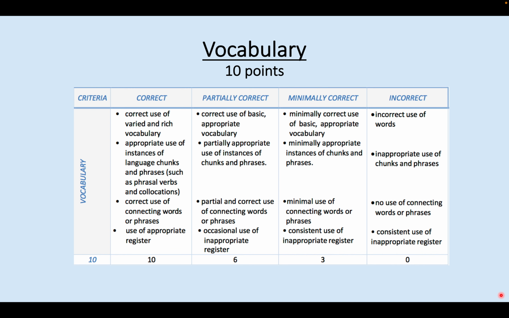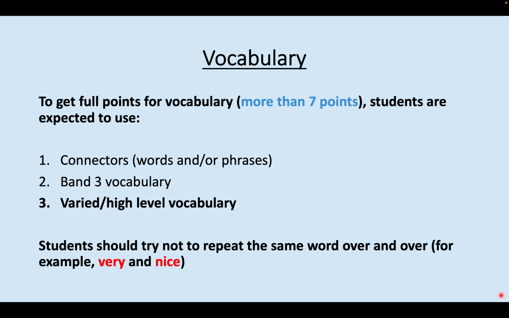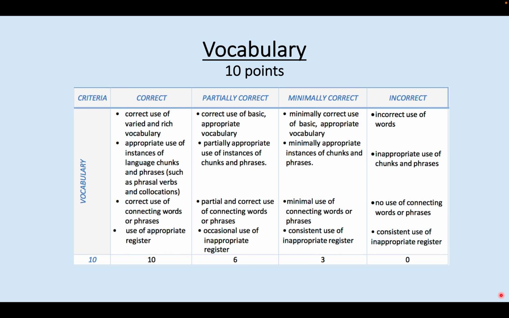Vocabulary. Okay, so vocabulary is worth 10 points. Looking at the rubric, what do you get points for? You get points for using correct and varied vocabulary. Your 5-pointers, you're expected to know how to use a high level and a lot of rich vocabulary.